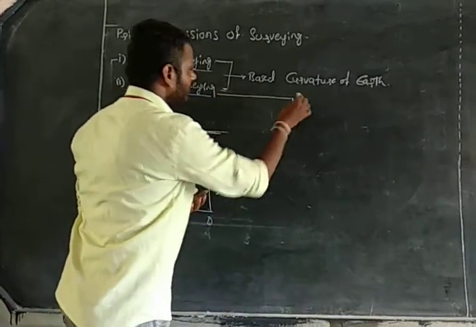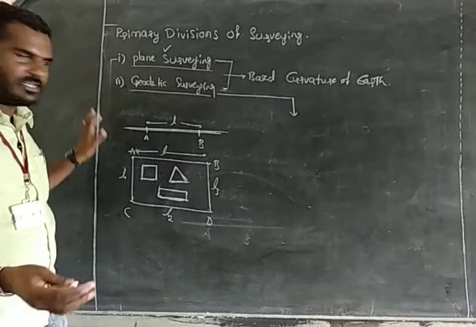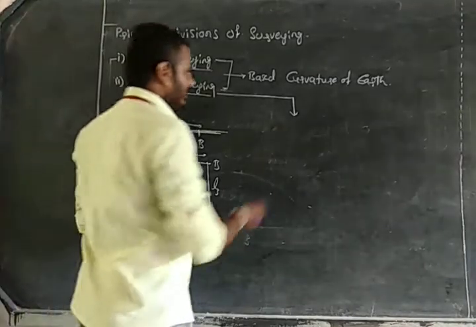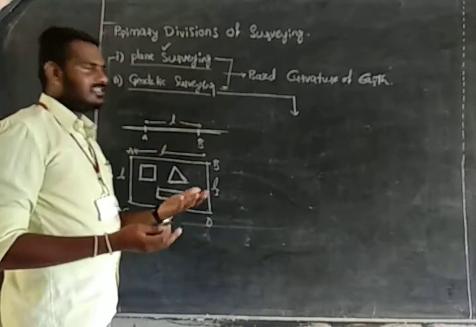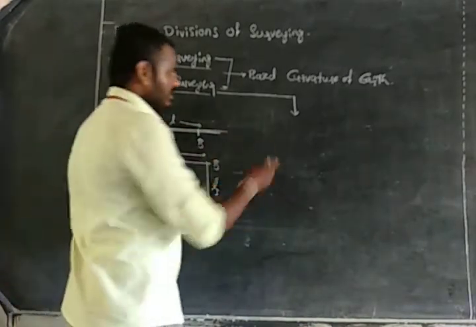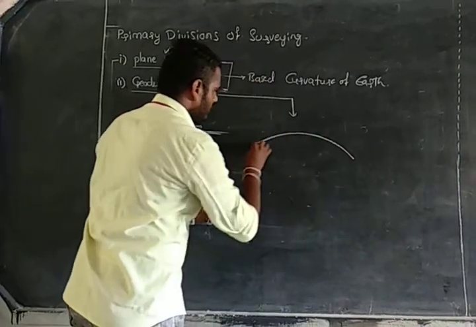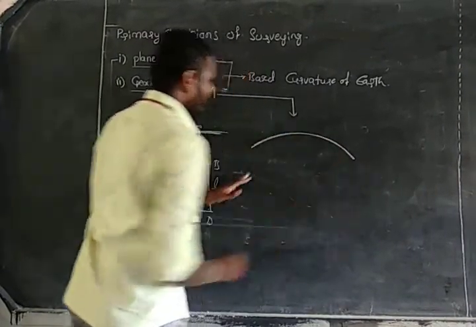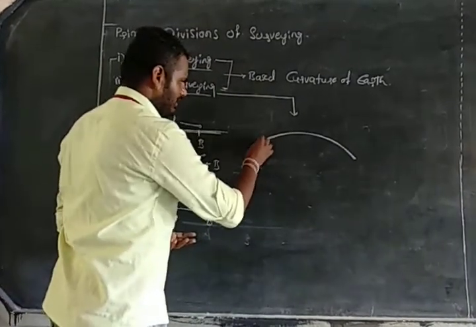Now you can see simply what geodetic surveying is. Here, instead of considering the ground surface as straight, suppose you consider the ground surface as usual. As we know, the shape of the earth is an oblate spheroid, or simply a spheroidal shape. So regarding this, let me complete the figure.